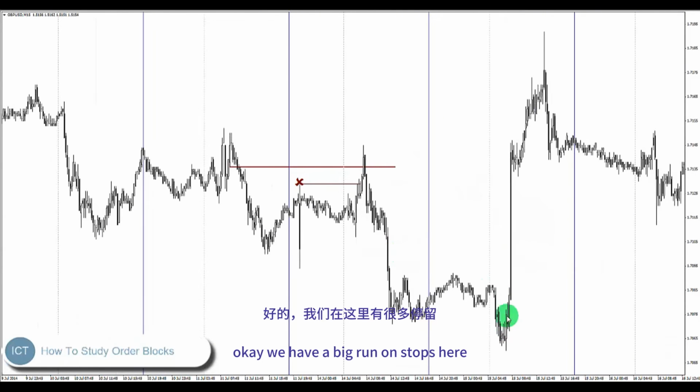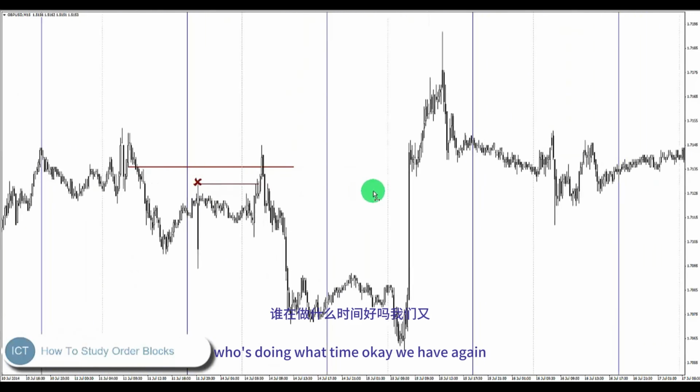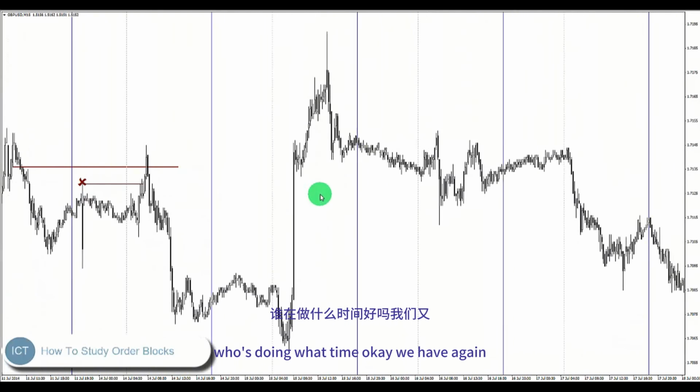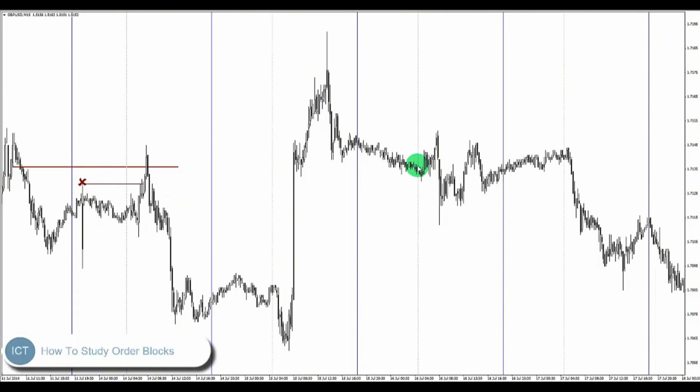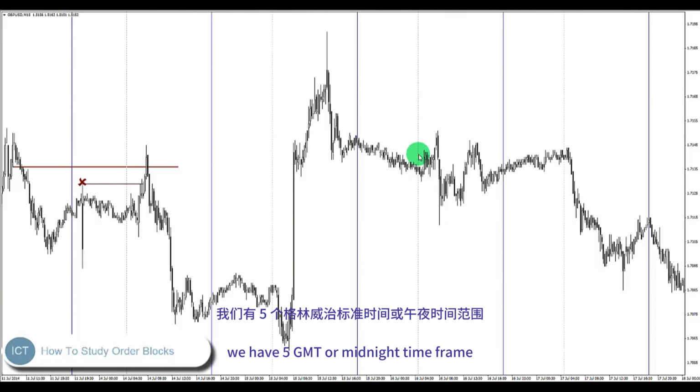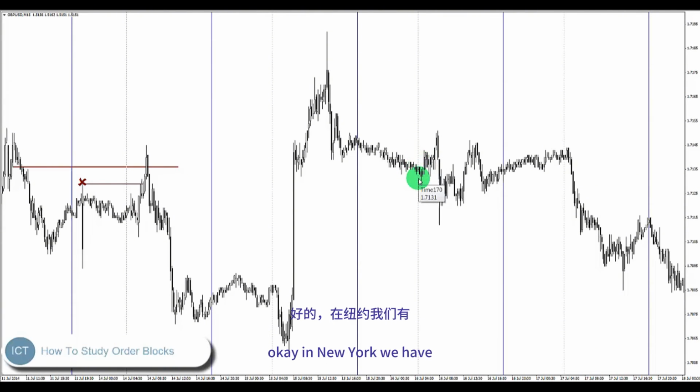We have a big run on stops here. And again, we're going to talk about this whole price structure because it's not in the scope of what we're teaching here, but it will be dealt with in volume 5. So we're building a greater understanding of what it is that you are hopefully trying to digest when you look at price action. You know, who's doing what at what time. Again, we have 5 GMT, or midnight time frame in New York.